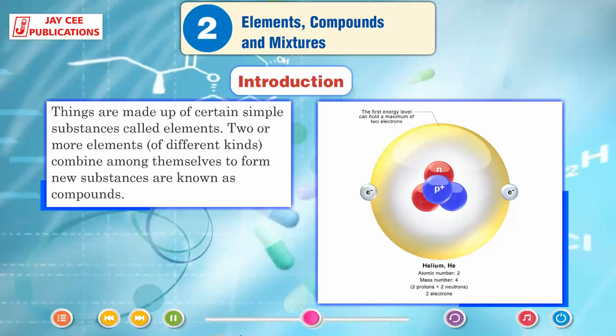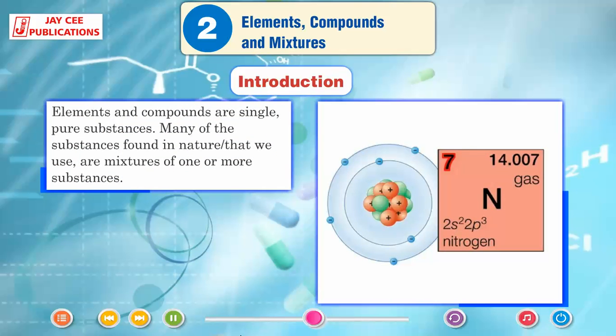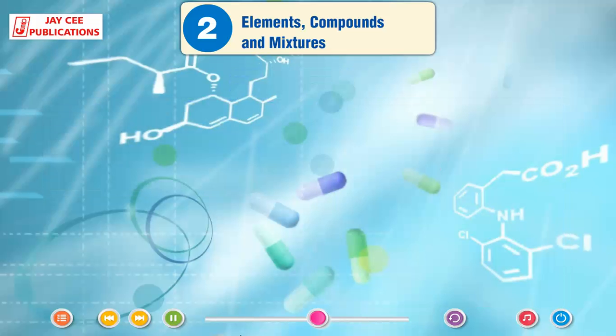Two or more elements of different kinds combine among themselves to form new substances known as compounds. Elements and compounds are single, pure substances. Many of the substances found in nature that we use are mixtures of one or more substances.